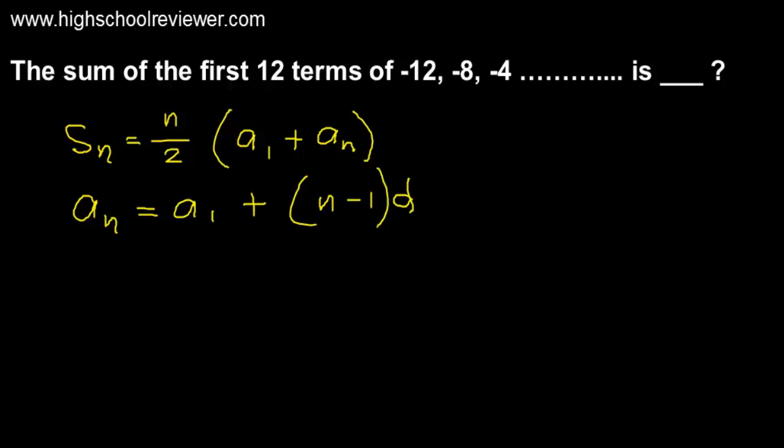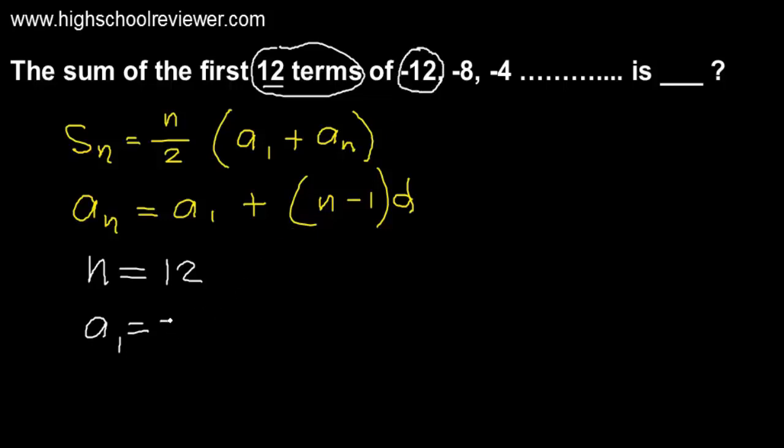On our given problem, our n refers to the number of terms. There are 12 terms, so our n is equal to 12. And a sub 1, the value of the first term, is negative 12. For our a sub n, since our n is 12, this will be a sub 12, but we do not know the value of a sub 12, so this is our unknown. Let us now find a sub 12.